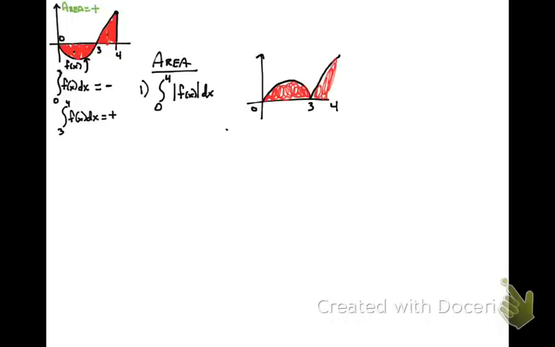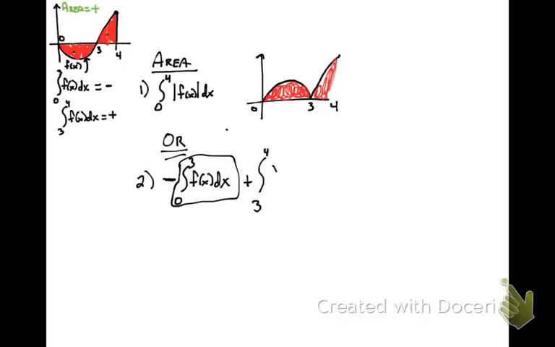The other option, which is the way I think about it, but there's nothing fancy about it, I just personally tend to approach it this way, is I'm going to take the opposite, or the negative, integral from 0 to 3 of f of x dx. That will cause my negative value that I get from this integral to become positive in terms of area, plus the integral from 3 to 4 of f of x dx.